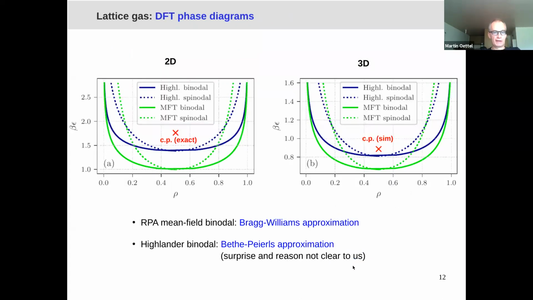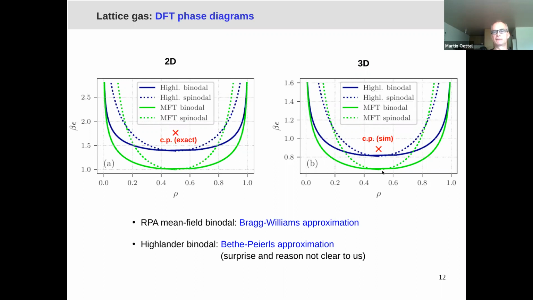So here are some results on the phase diagram. Okay, so the left plot is 2 dimensions, the right plot is 3 dimensions. And here's one example. 2 dimensions is notoriously difficult. I mean, the critical point here in these beta epsilon units is 1.76. And this Bragg-Williams approximation puts the critical point at 1, very far away. And here we are at 1.4 something, which is closer, but not very close.